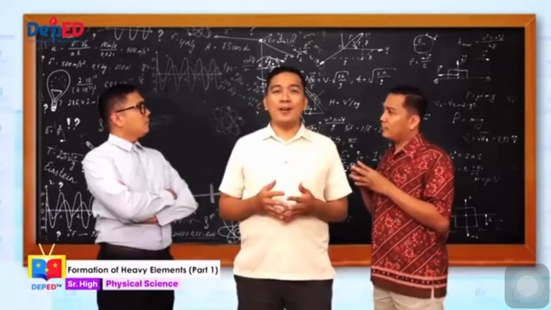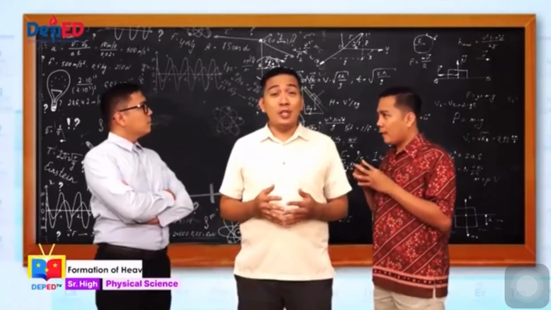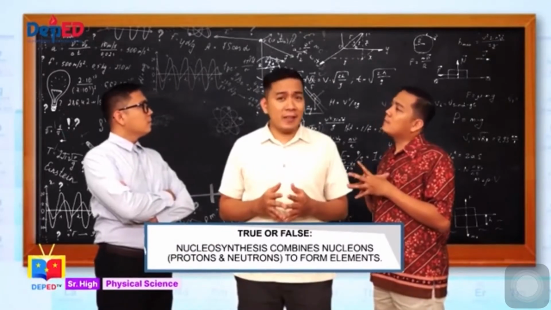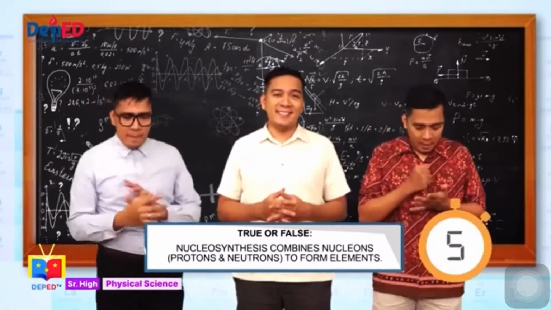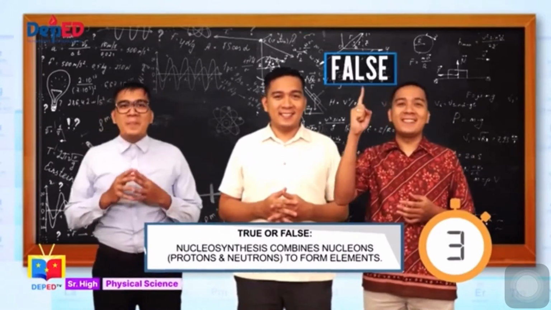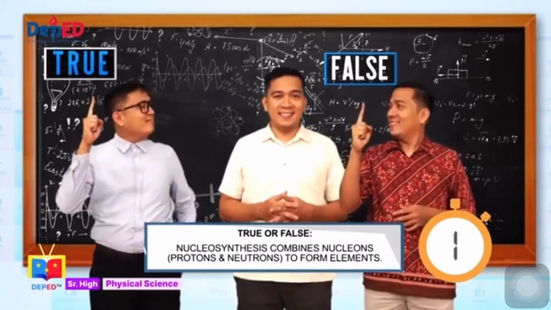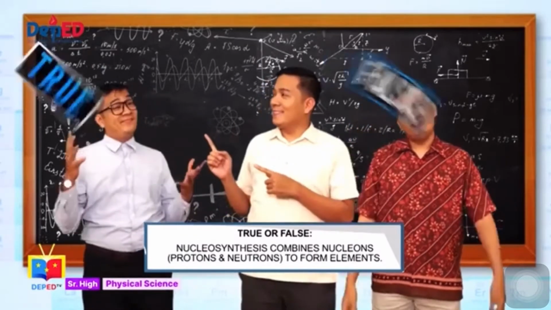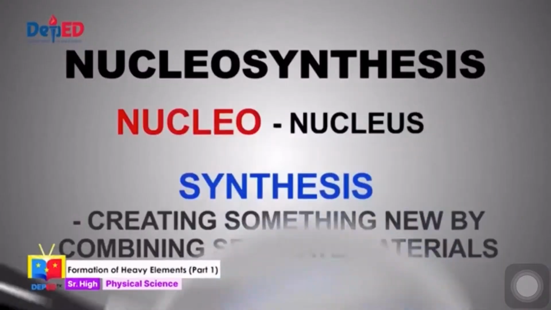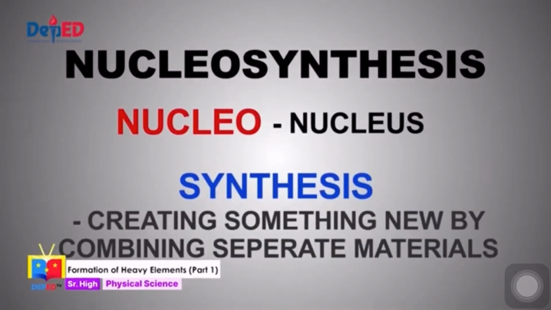Question number 4. True or false? Nucleosynthesis combines nucleons, protons, and neutrons to form new elements. The correct answer is true. Nucleosynthesis came from the words nucleo, which means nucleus, and synthesis, which means creating something new by combining separate materials.